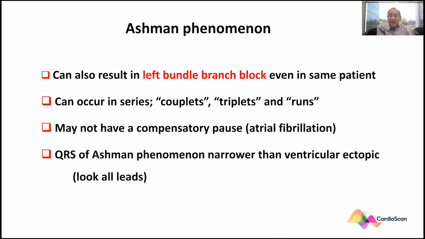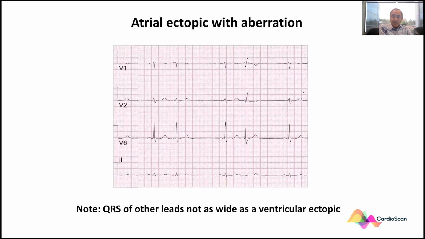It can also result in left bundle branch block, even in the same patient. It can occur in series, such as couplets, triplets, and runs. And because it's atrial fibrillation, it may not have a compensatory pause. The QRS of Ashman phenomenon is generally narrower than with a ventricular ectopic if you look at all leads.